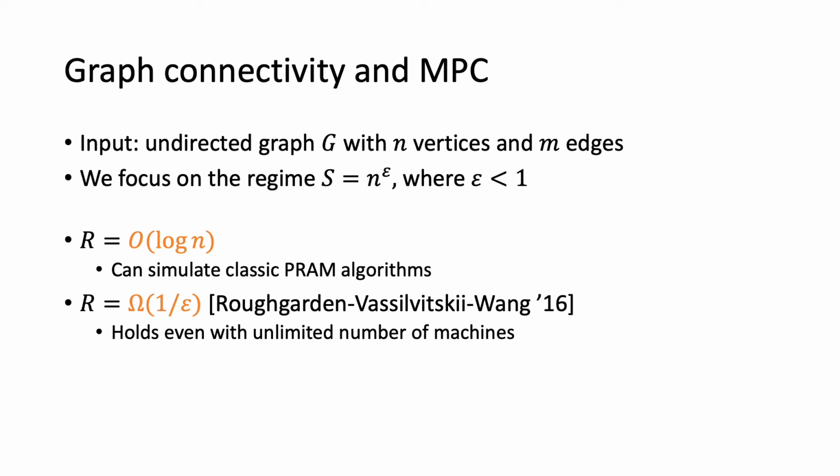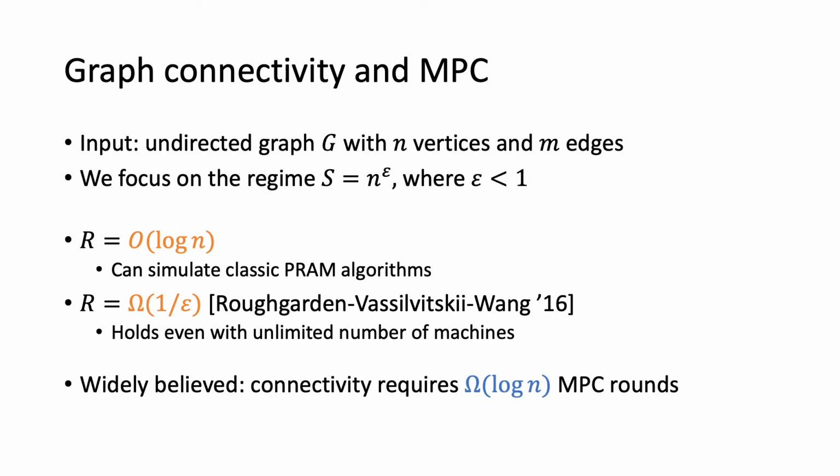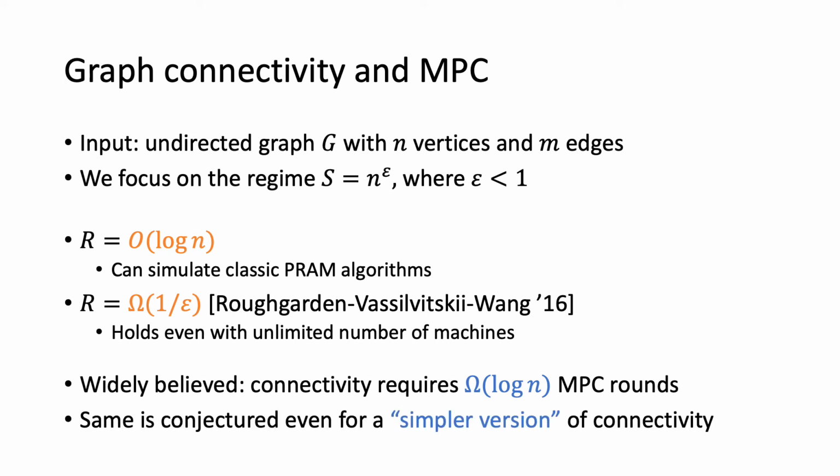On the other hand, the only non-trivial unconditional lower bound we currently know is from the work of Roughgarden, Vassilvitskii, and Wang. They show that connectivity takes omega of 1 over epsilon MPC rounds to solve, and this bound holds even if we allow an unlimited number of machines. It is widely believed that this lower bound is far from being tight, and in fact, it's conjectured that connectivity requires omega of log n rounds to solve. And moreover, the same omega of log n round lower bound is conjectured even for a simpler version of connectivity, which is known as the 1 versus 2 cycle problem.